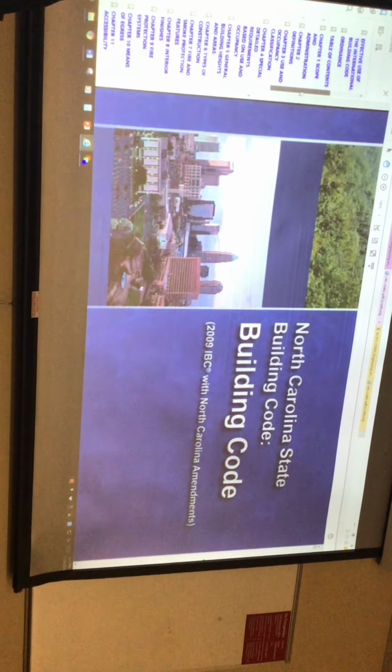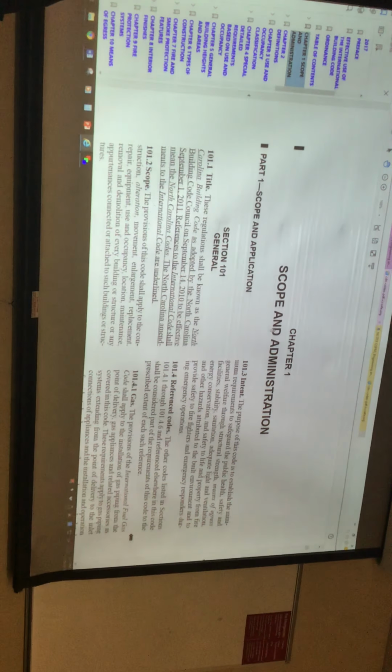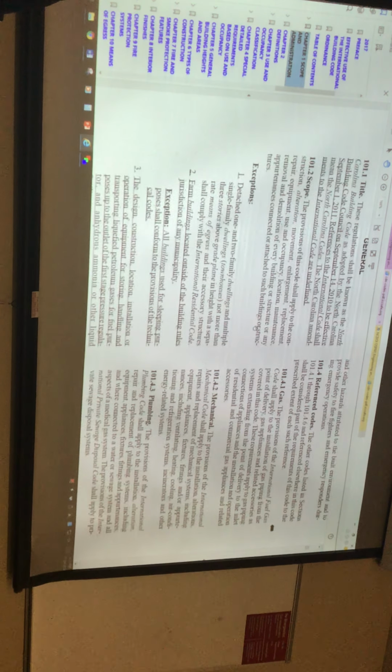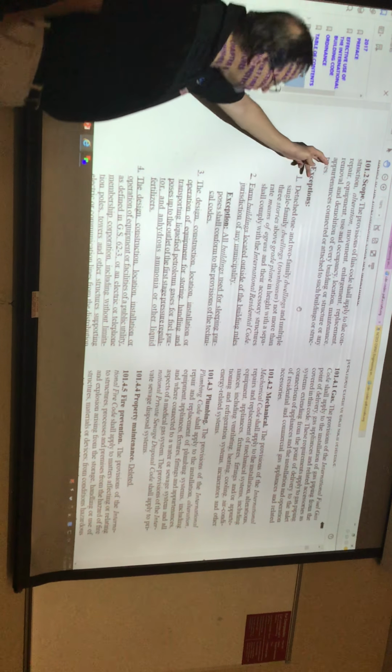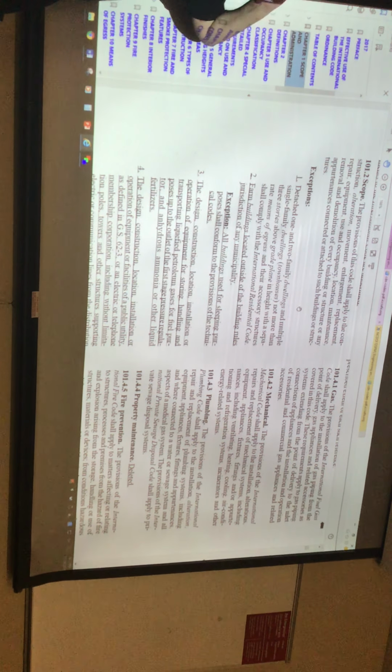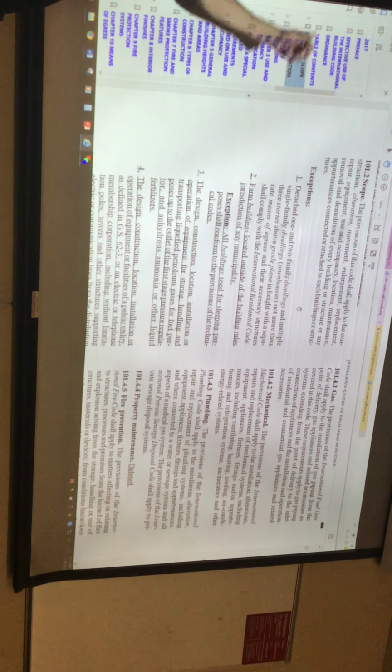Now in this book, what we did was we also started with the scope. We really started here before we did anything else. And this is where we talked about the detached 1 and 2 family dwellings. That's an exception to having to meet this code. 1 and 2 family dwellings, they go out to the residential code. Farm buildings, all that sort of stuff, they are not in our purview.